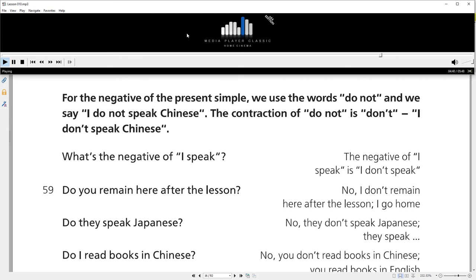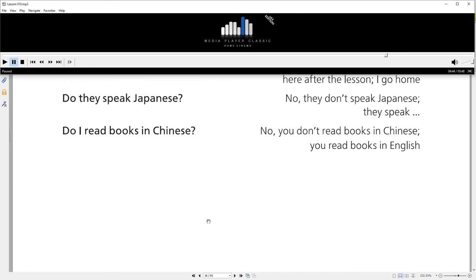Do you remain here after the lesson? No, I don't remain here after the lesson. I go home. Do they speak Japanese? No, they don't speak Japanese. They speak English. Do I read books in Chinese? No, you don't read books in Chinese. You read books in English.